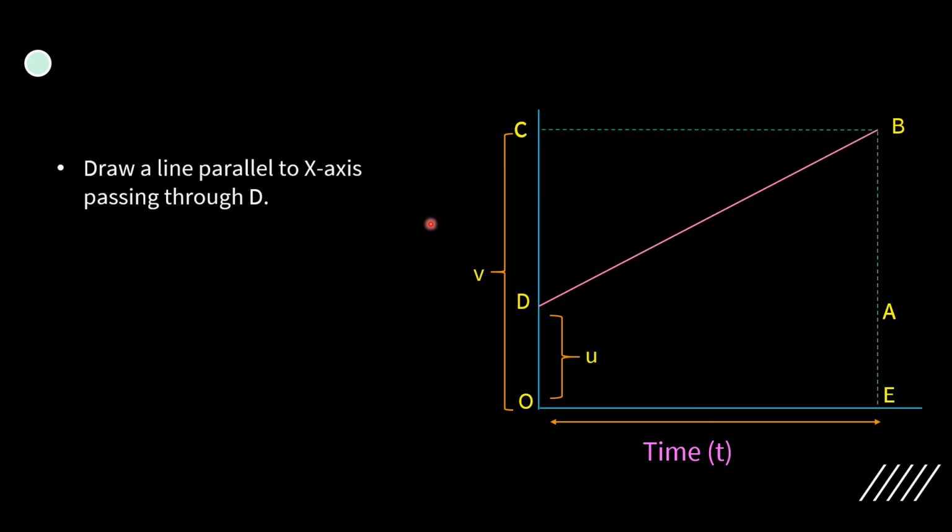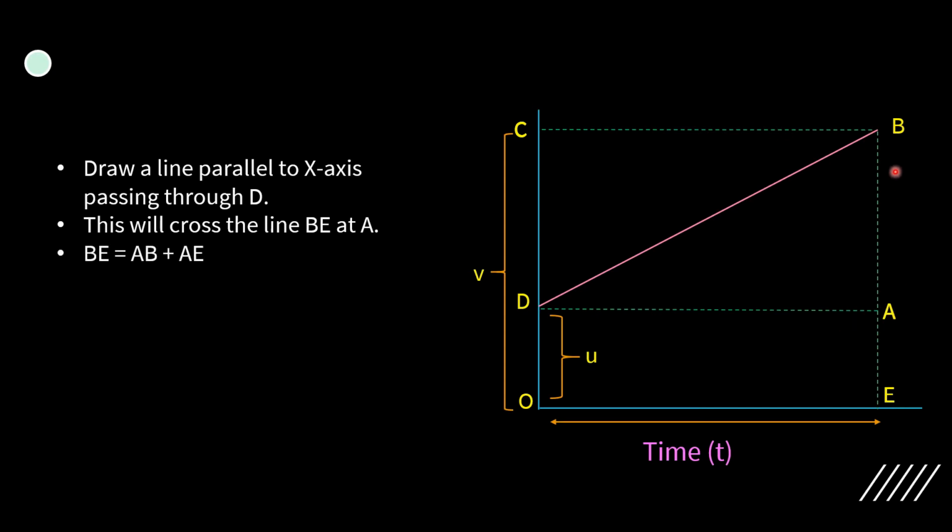Now let us draw a line parallel to the x-axis passing through D. This is the parallel line. It will cross the line BE at the point A. So BE can now be written as AB plus AE, so this is being split into 2.